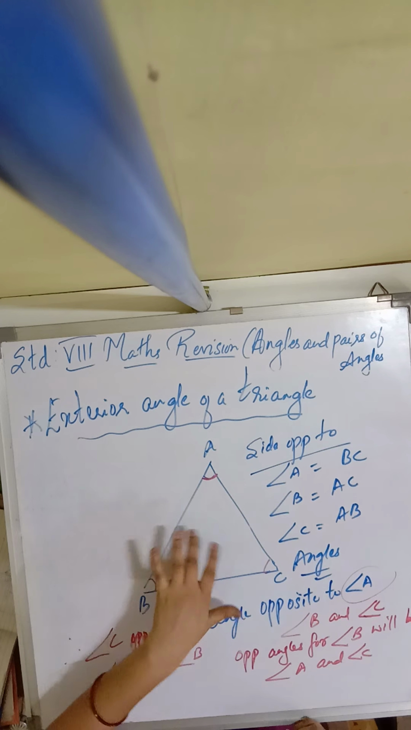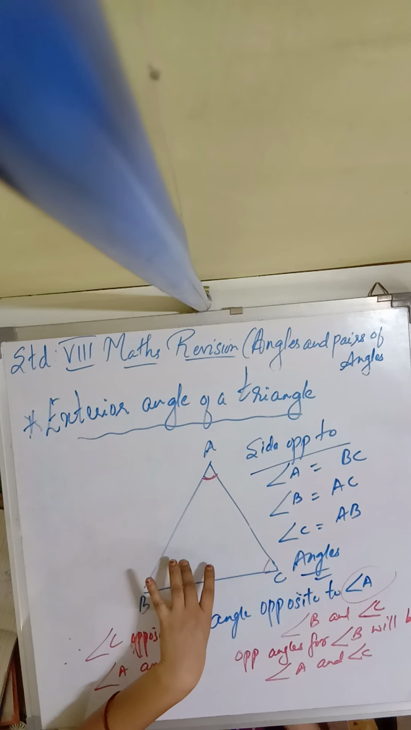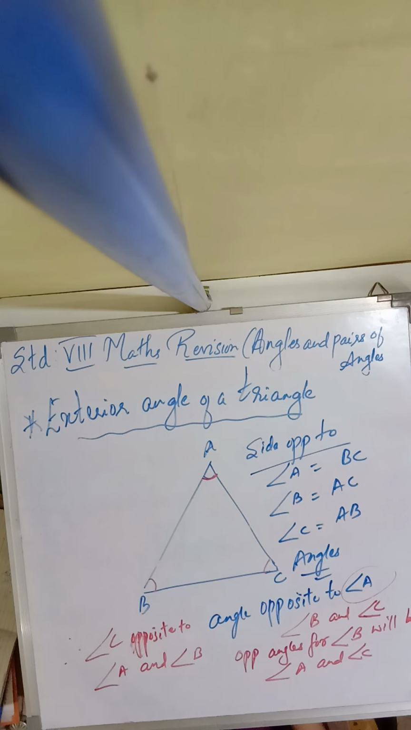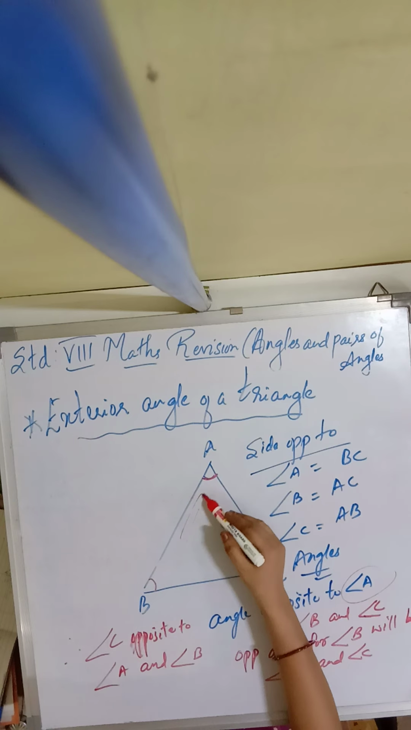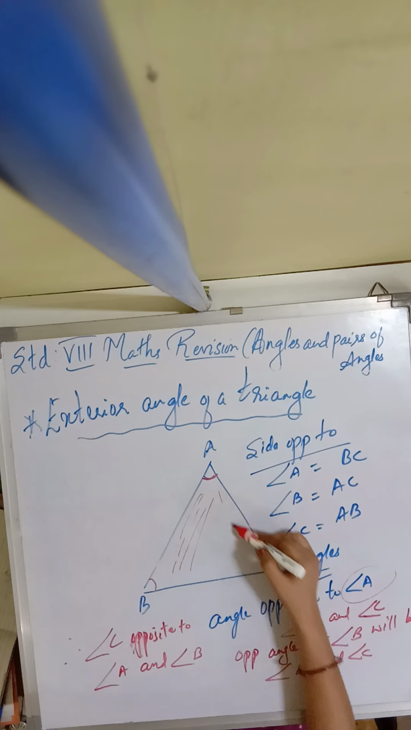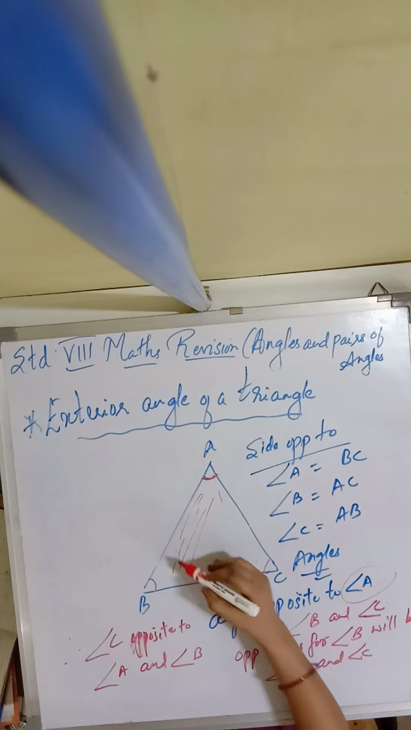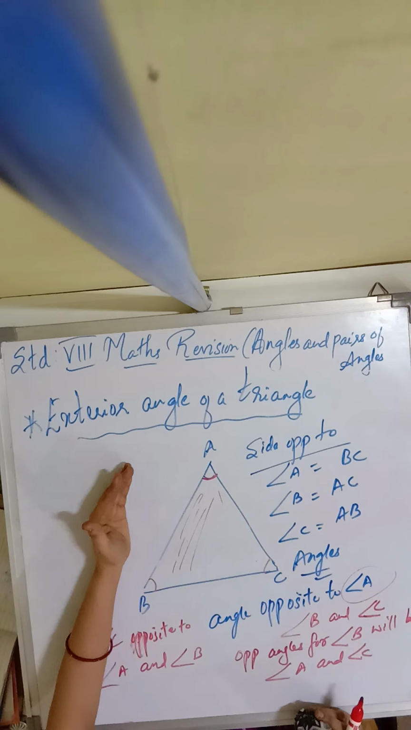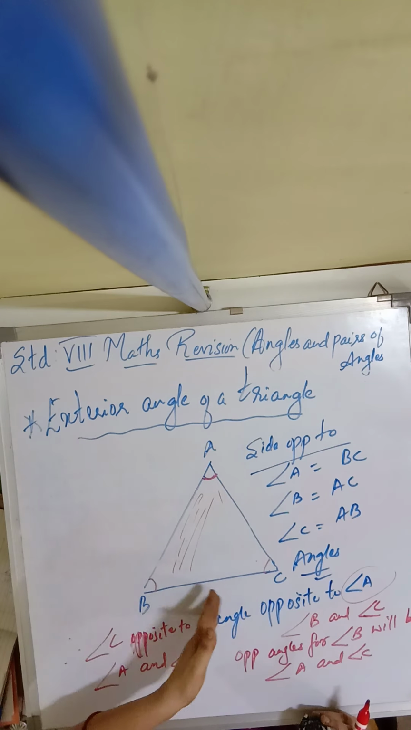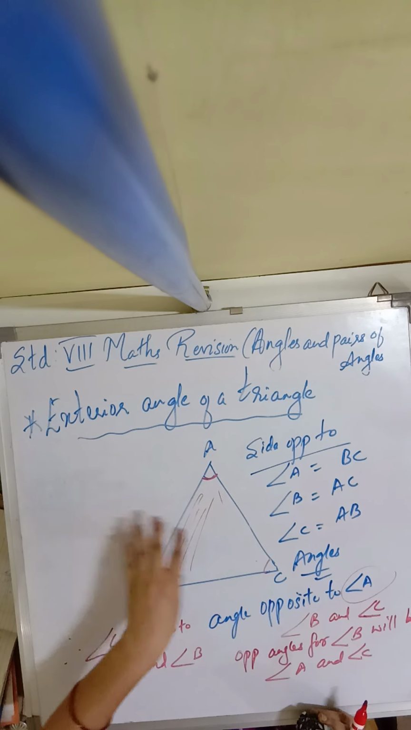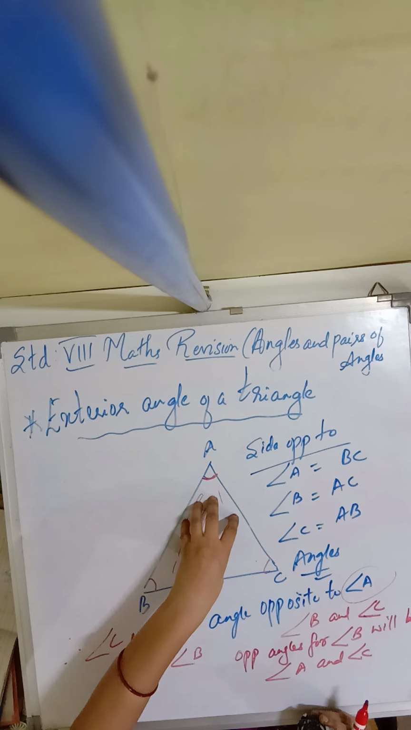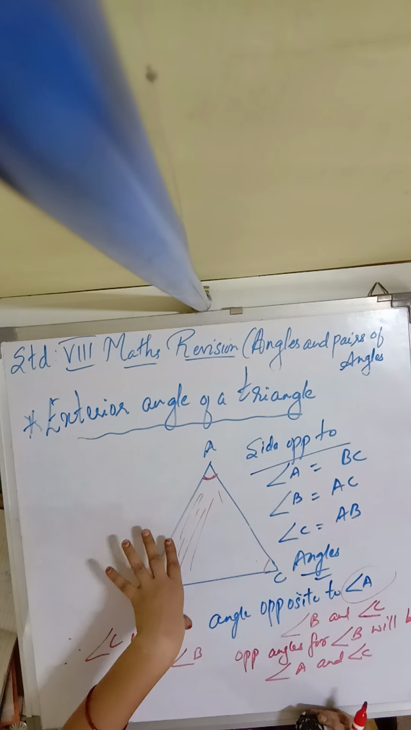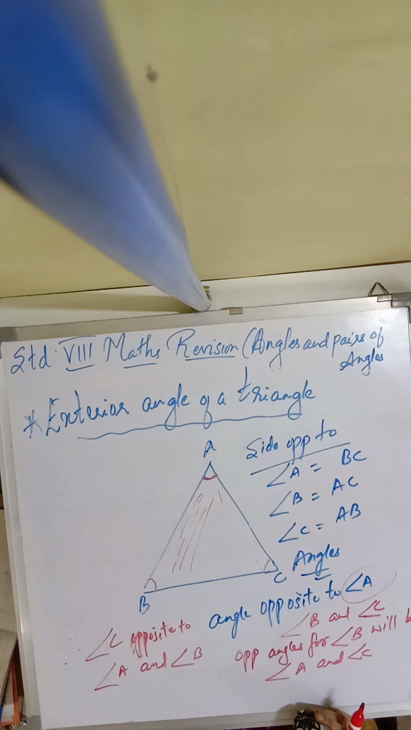So this much you have understood. Also we have learned about the interior and exterior of an angle. This portion is your interior portion of the angle, yes or no, children? This is the interior portion, and all the remaining area will be the exterior of triangle ABC. This portion is the interior of triangle ABC, and outside this is the exterior portion of triangle ABC.